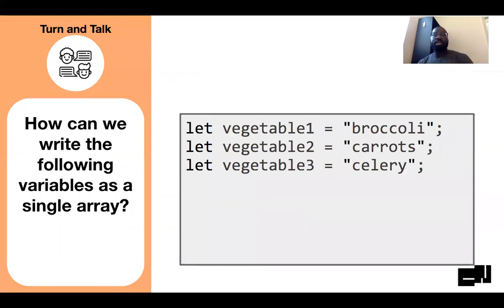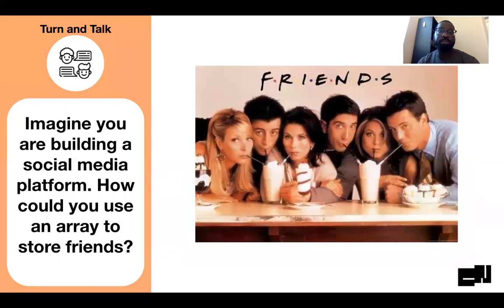All right, so let's see. We went through this a bit before, but how can we write the following variables as a single array? All right, take a second to think about that. So what I would do is declare a variable with the keyword let. The variable name would be vegetables, and I would assign that variable to be equal to an array. With my array, I'd have my square brackets. Now I'd have broccoli, comma, carrots, comma, celery. And then I'd close out my array with my other square bracket.